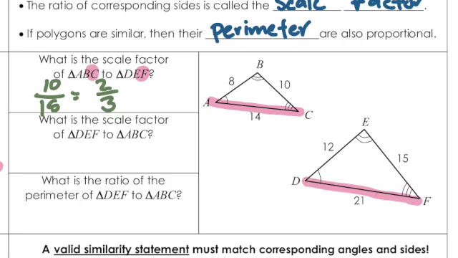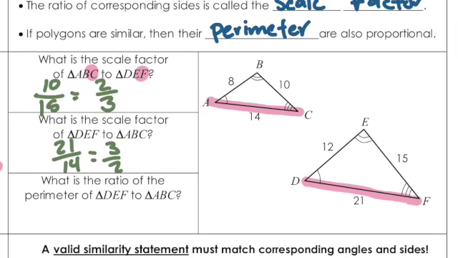You also could look at the letters. So this time we have to write 21 first because DEF was written first here. So 21 over 14, and when we simplify it, it's 3 over 2. So here the fraction flipped because the order it was written was also flipped. So again, that's important.